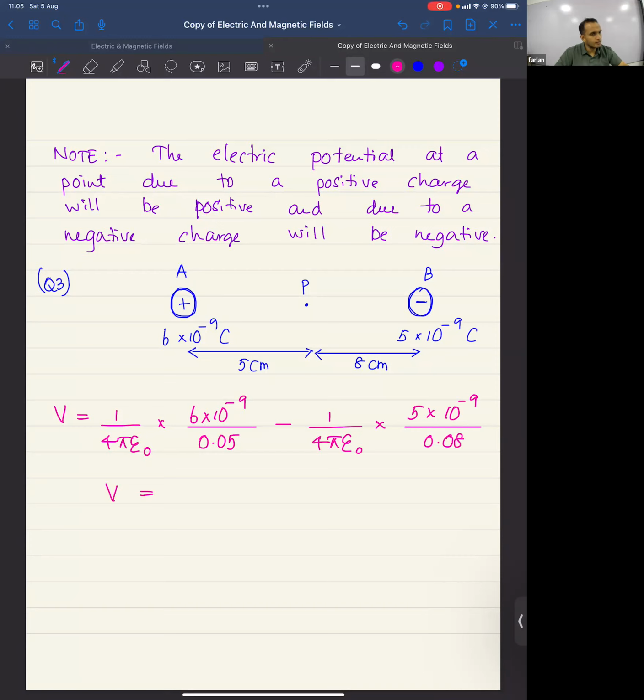What is the answer? Final answer. Positive or negative? So 517. Positive answer, right? Any questions, anyone?